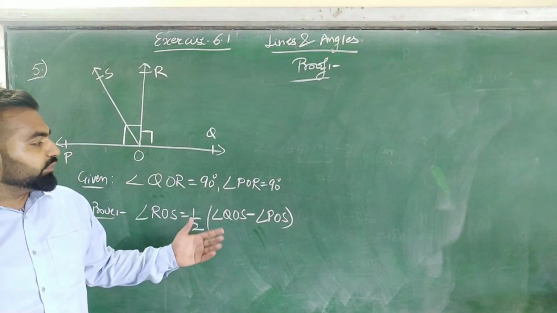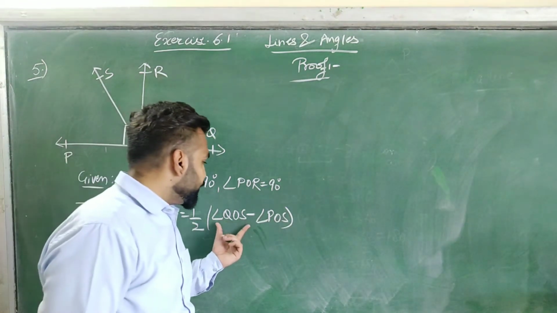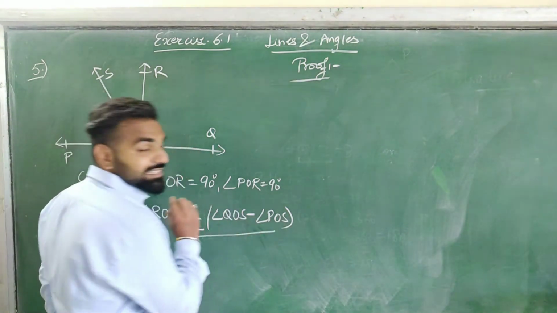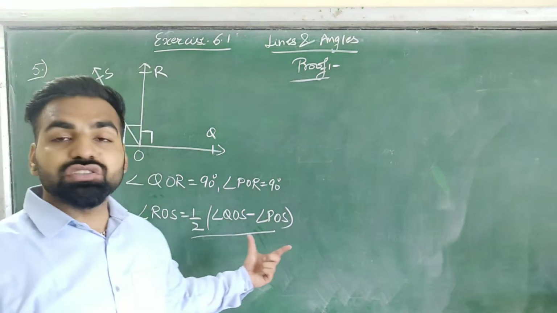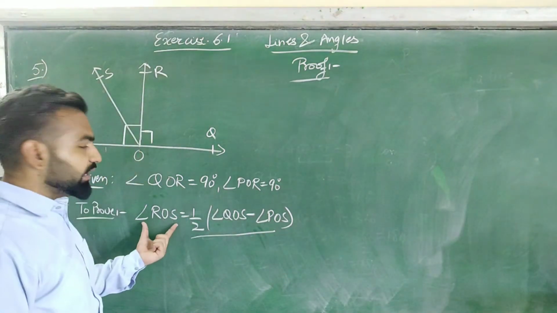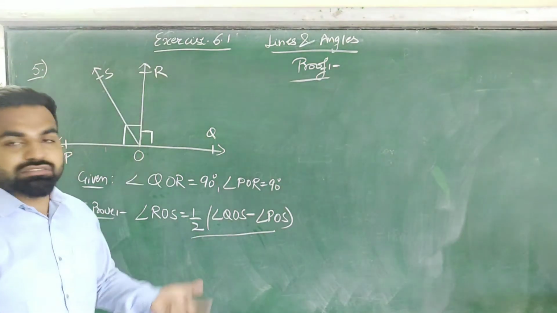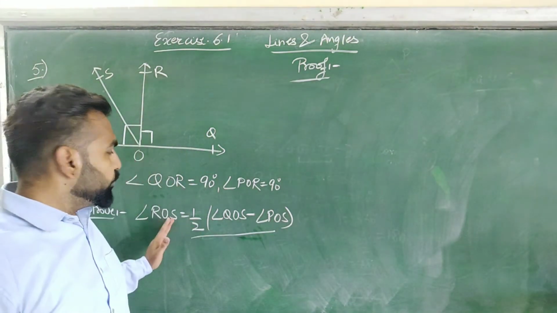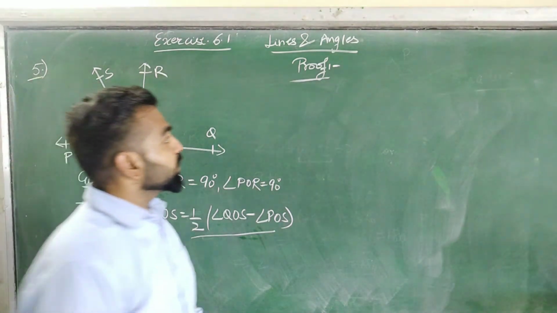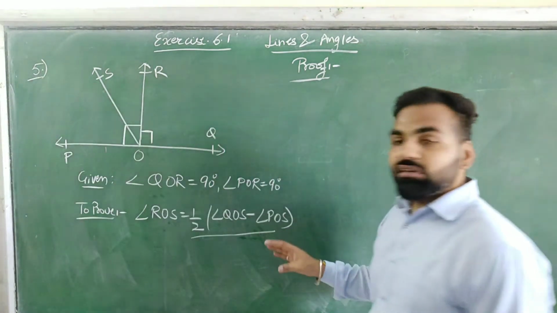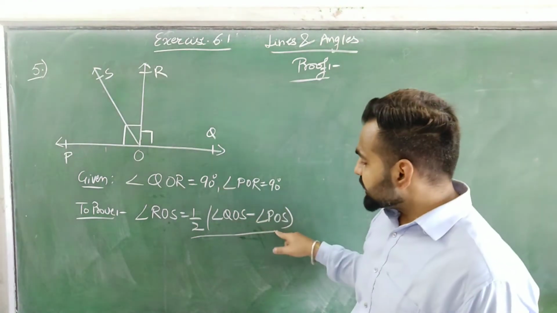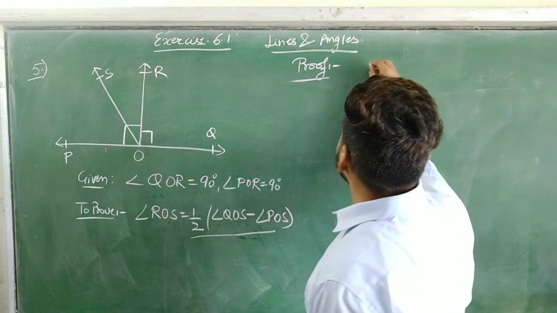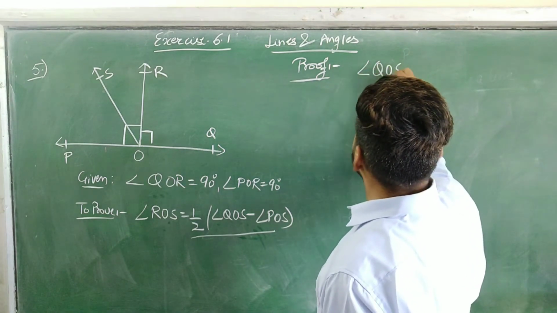So what we will do, we will find the values of QOS and POS and we will put the values in this RHS part. And if on solving the RHS part we get the LHS part, then this will be proved. So we will take the RHS part and we will prove that it is equal to LHS. So let us find the values of the angles first. Two angles are there in the RHS part, QOS and POS. So find the angle of QOS.